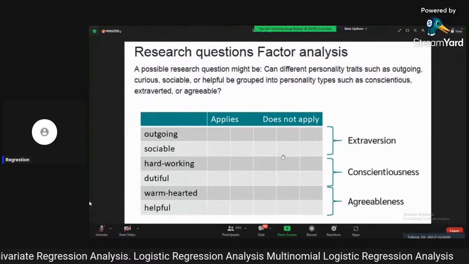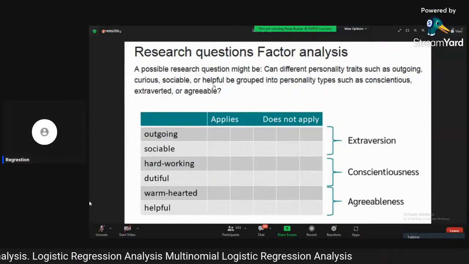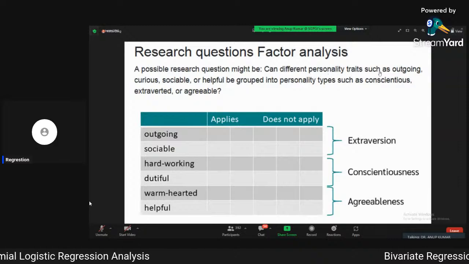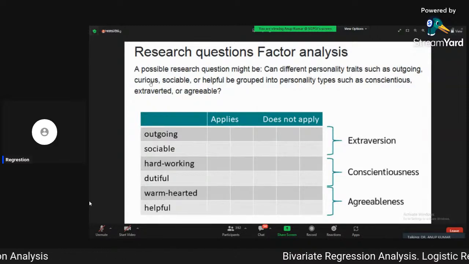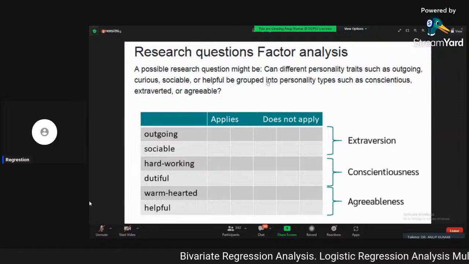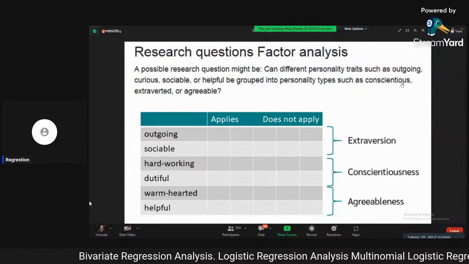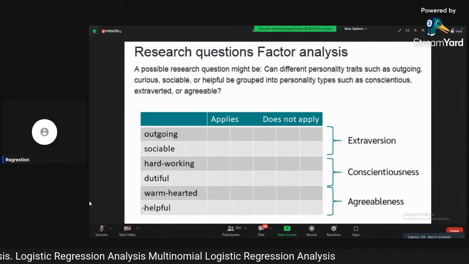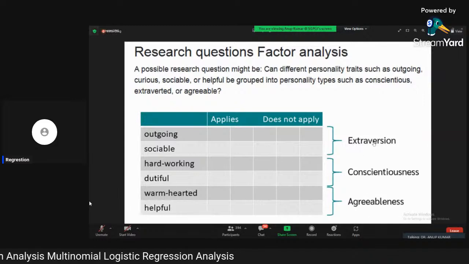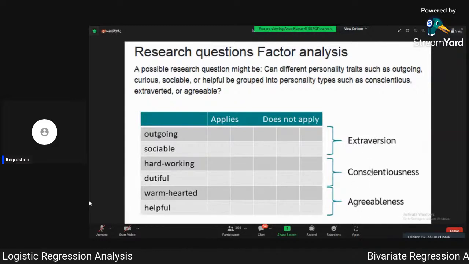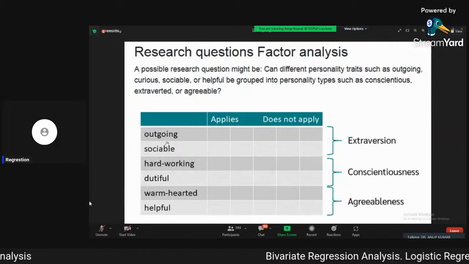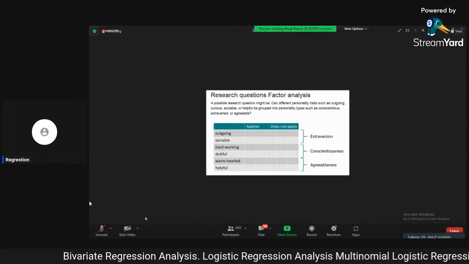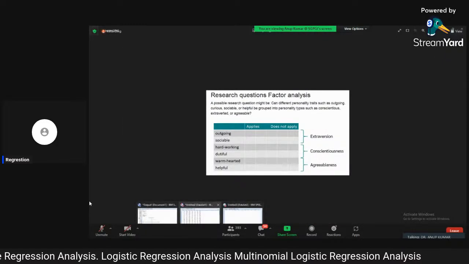So what is the research question for doing the factor analysis? A possible research question might be: can different personality traits such as outgoing, curious, sociable, or helpful be grouped into personality types such as conscientiousness, extraversion, and agreeableness? Okay, so can these variables be converted into these things? These are measurable quantities with the help of some Likert scale. So how can it be done?